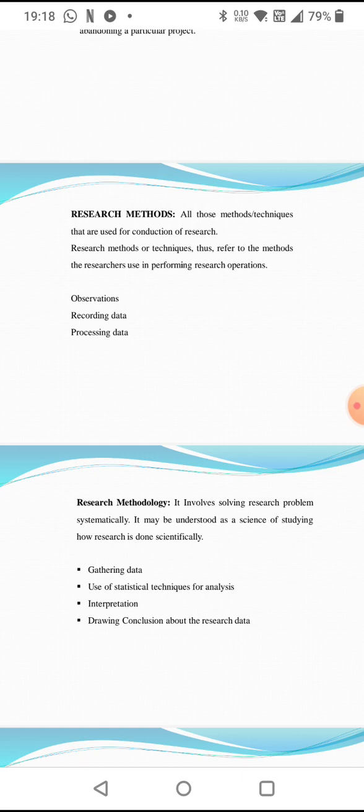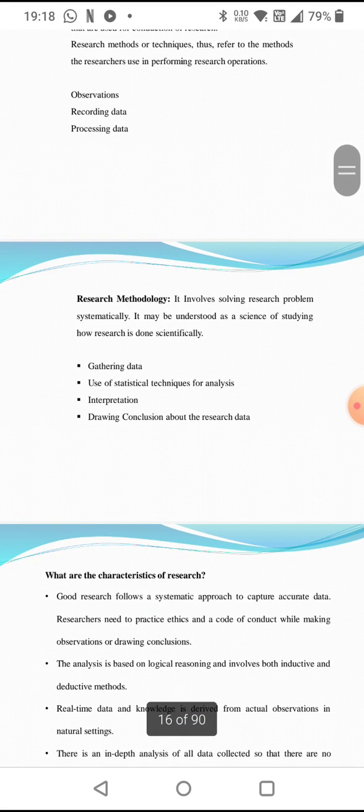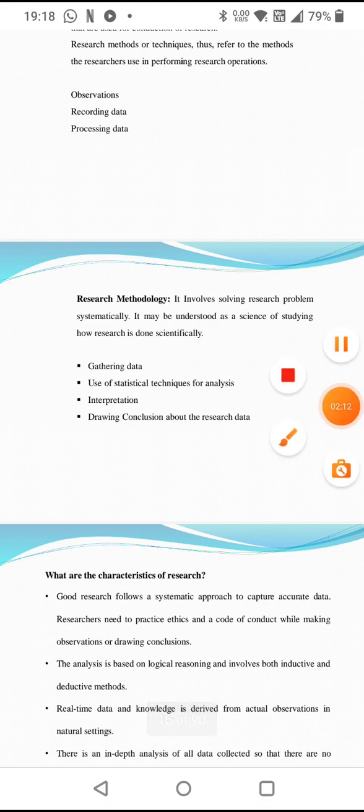Right? So research methodology involves solving the research problem systematically. It may be understood as a science of studying how research is done scientifically, basically, right? It might be through gathering of data, use of statistical techniques for analysis, interpretation, drawing conclusions about the research data.